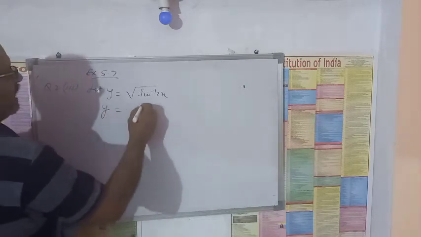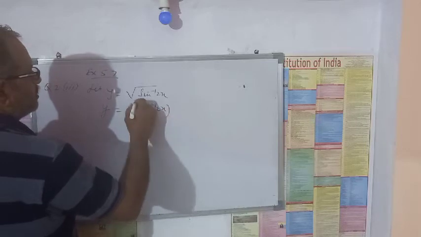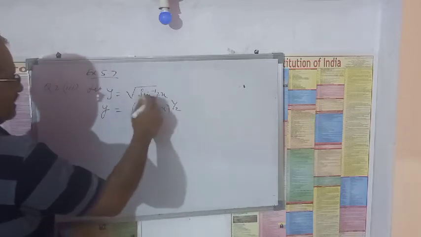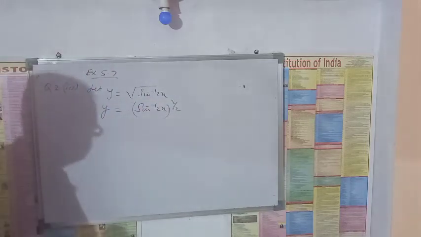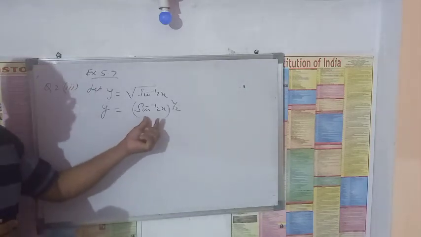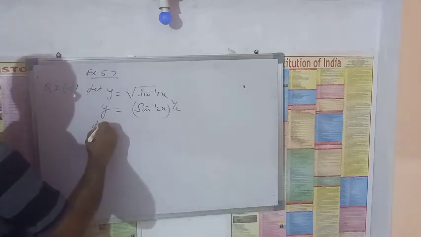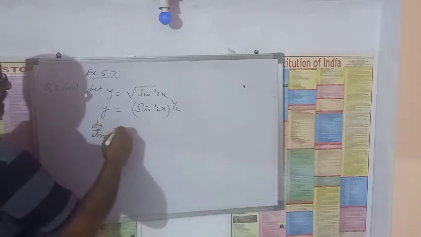So firstly we will write it as sine inverse 2x to the power 1 by 2, in the exponential form. After that we will apply the chain rule. So differentiate, dy by dx.